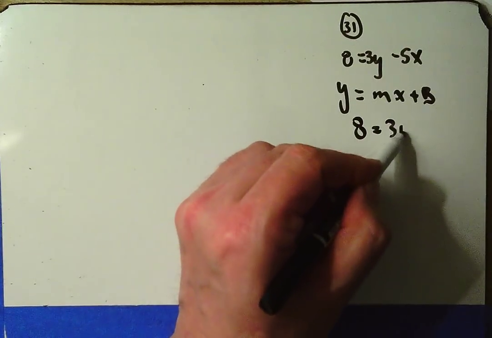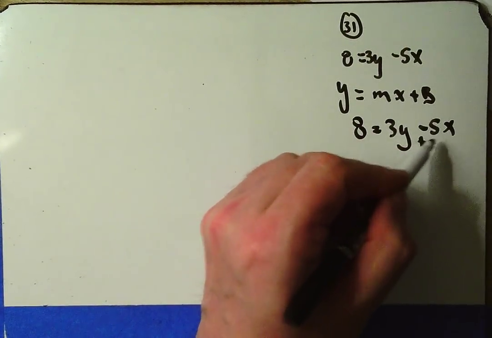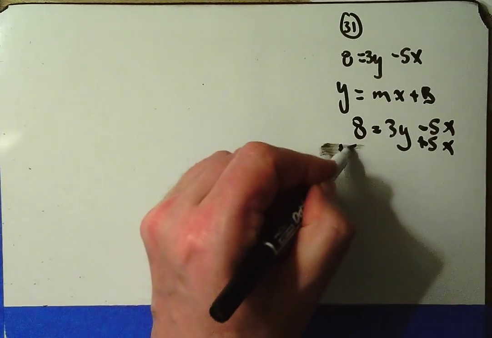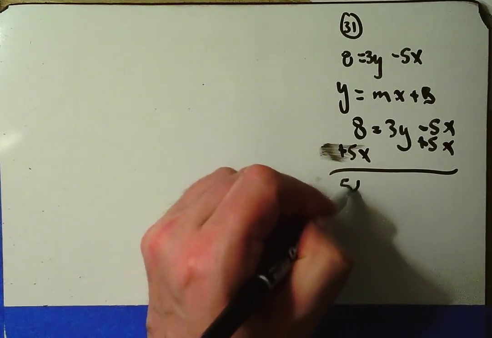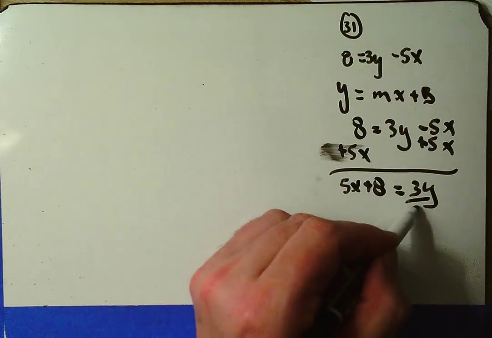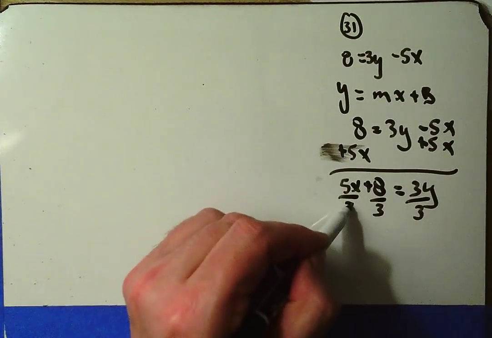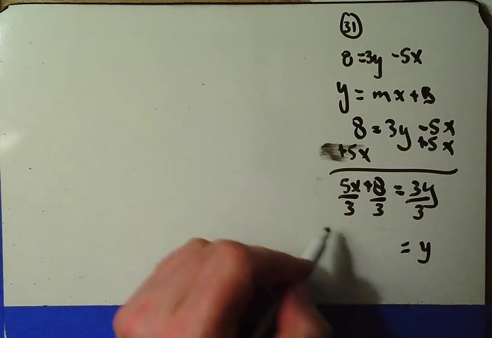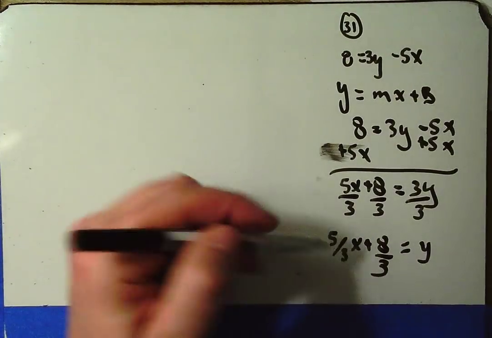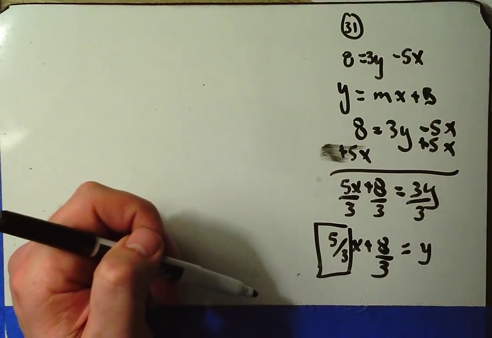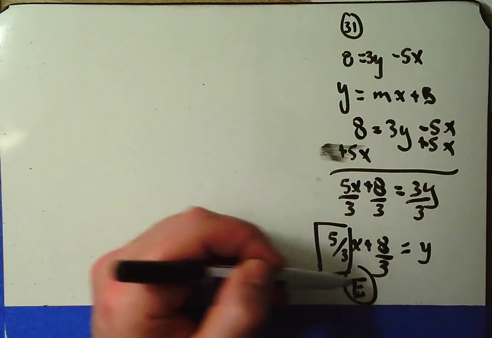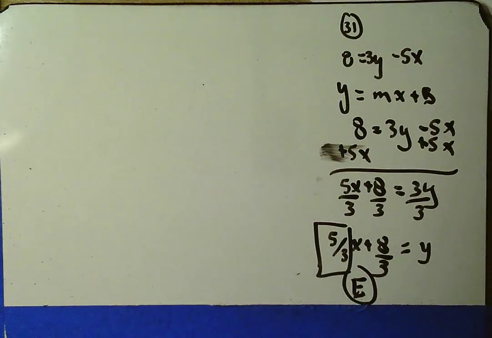So if I go back to this equation and add 5x to both sides, oops, not 8, but 5x, I'm going to have 5x plus 8 equals 3y. But I don't want to know what 3y is. I want to know what y is, so I'm going to divide everything by 3 to get y equals 5/3 x plus 8/3. There's the slope sitting in front of the x. The slope is 5/3. So that's choice E. Choice E for number 31.